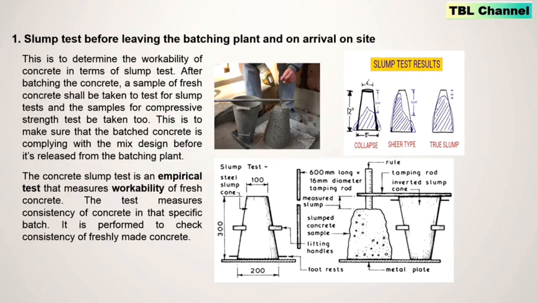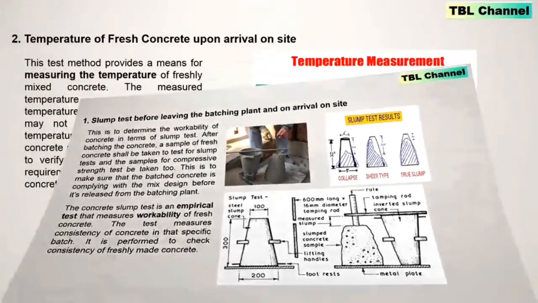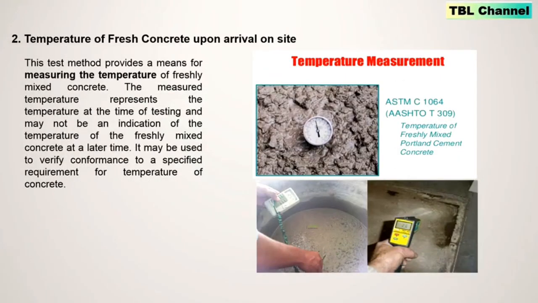Number 2. Temperature of fresh concrete upon arrival on site. This test method provides a means for measuring the temperature of freshly mixed concrete. The measured temperature represents the temperature at the time of testing and may not be an indication on the temperature of the freshly mixed concrete at a later time. It may be used to verify conformance to a specified requirement for temperature of concrete.